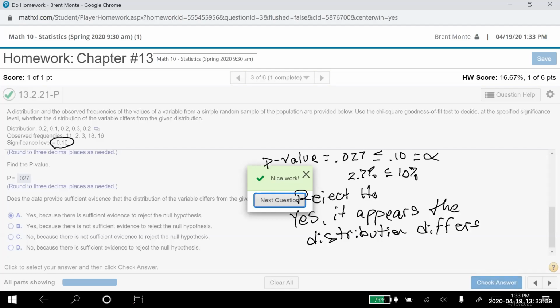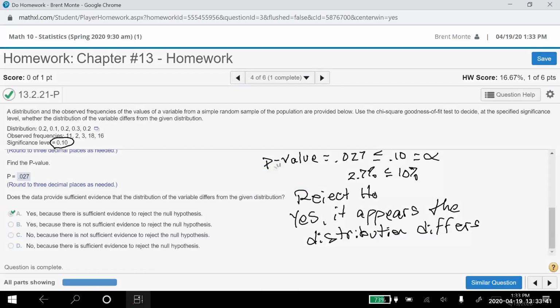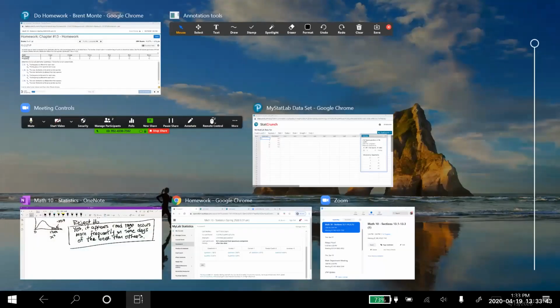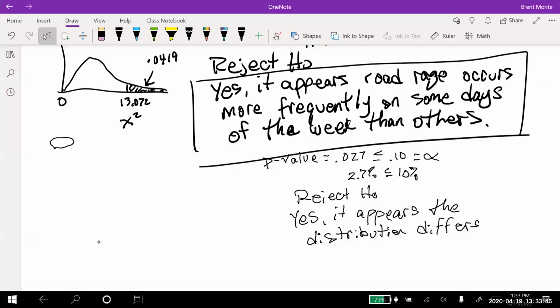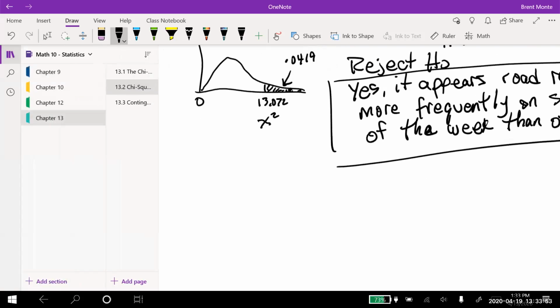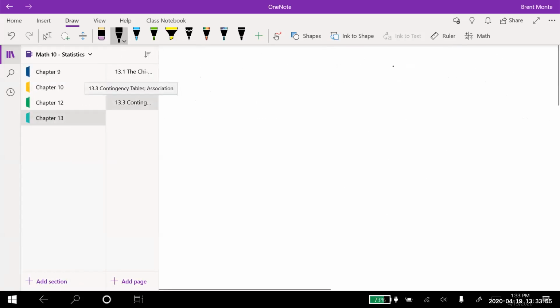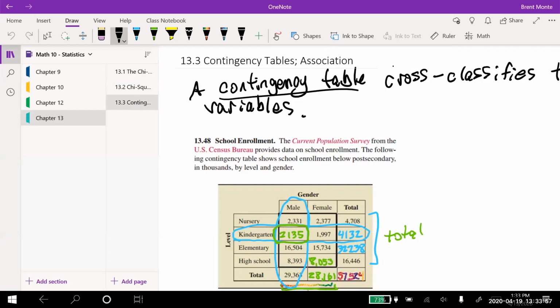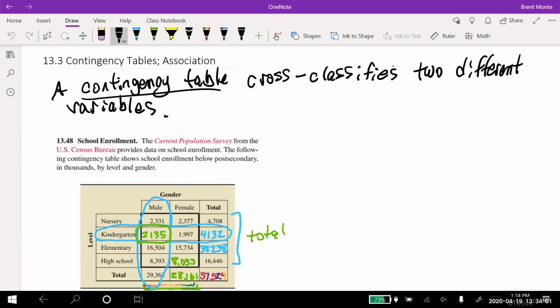So what I'm going to do from here is we're going to jump back over to the problems or the lesson. And that's the end of that. Let's go ahead and erase this down here. And we're just going to jump into this last section. And the last section, contingency tables and association. Remember, a contingency table cross-classifies two different variables.